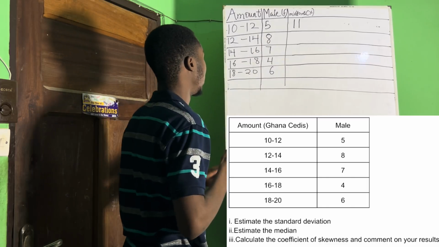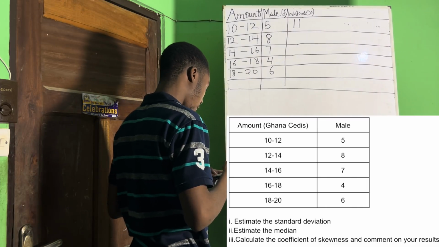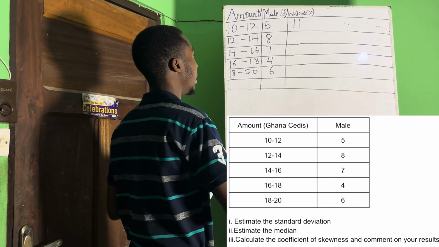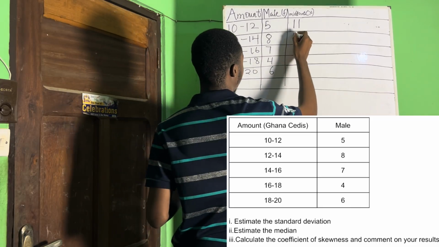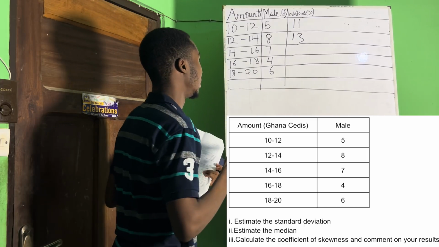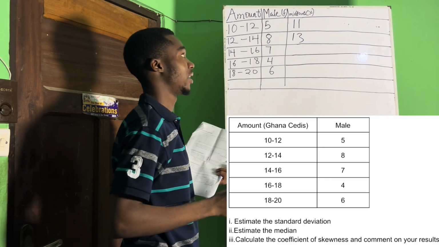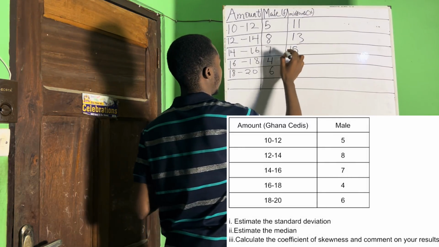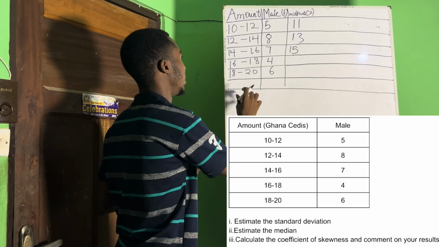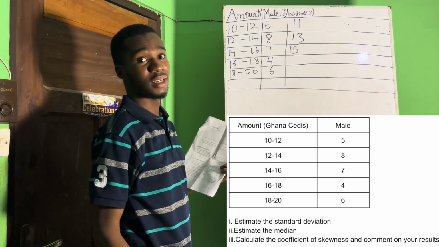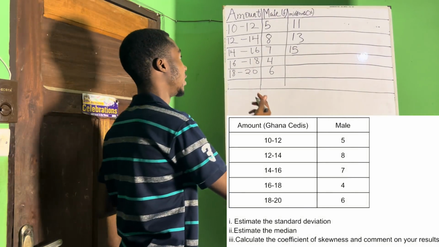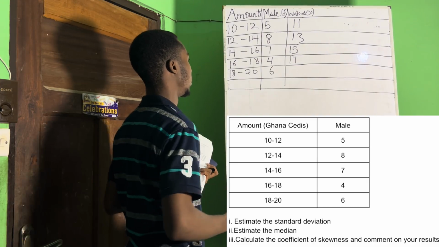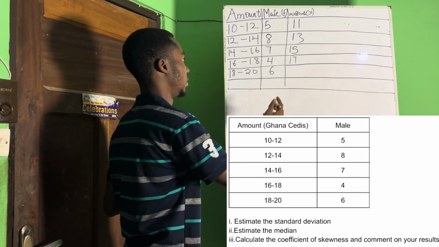Then I do the same for 12 to 14. So I do 12 plus 14. I get 26. Then 26 divided by 2 will give us what? 13. Then for 14 to 16, I do 14 plus 16. What am I getting? 30. Then 30 divided by 2, 15. Then for this one, 16 to 18, I do 16 plus 18. What am I getting? 34. Then 34 divided by 2, 17. So for this one, 18 plus 20 is what? 38. Then 38 divided by 2 is what? 19.